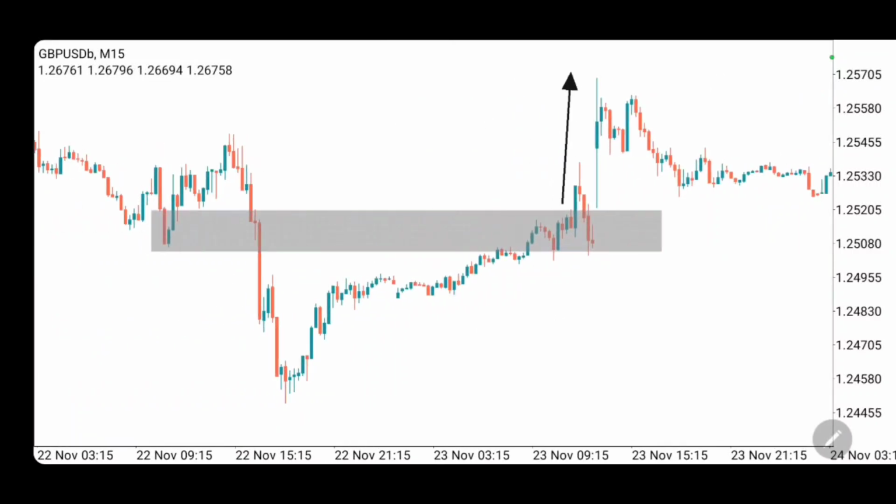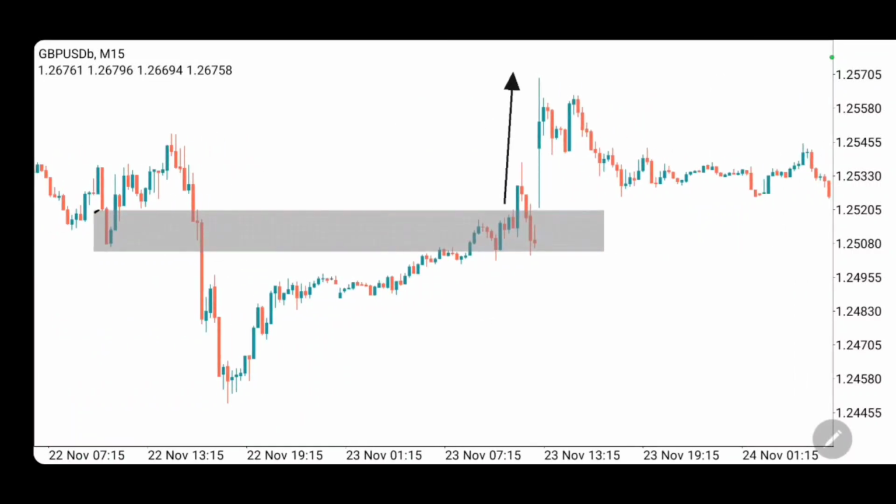All right, here as well, this is a demand zone that the price ought to have bought from. But what happened? The market broke the zone, which is to say this demand zone failed.